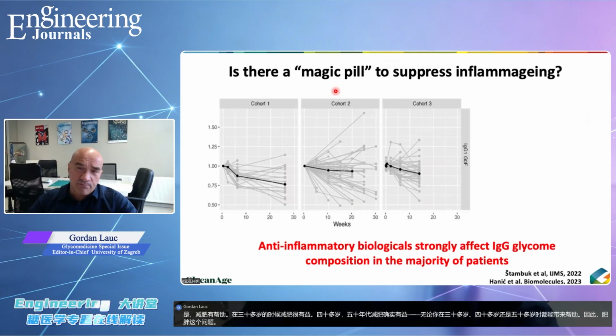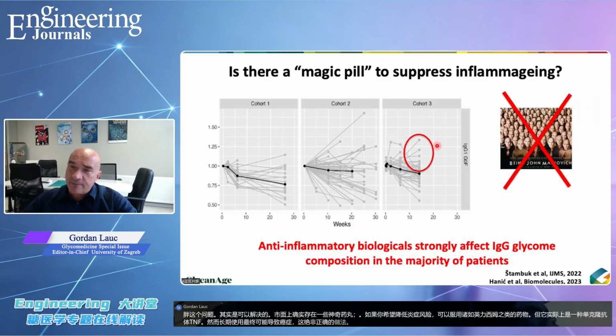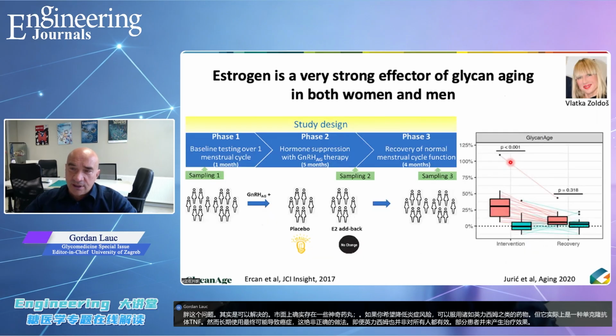There are some magic pills. If you want to reduce the inflammatory potential of IgG, you can take things like infliximab. But that's a monoclonal anti-TNF. If you do it, eventually you will get cancer. So that's not the way to do it. But even infliximab didn't work in everybody. There are some people who did not respond. So we are all not the same. We cannot take the same drug.